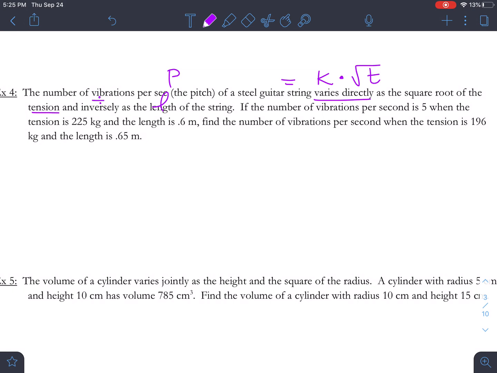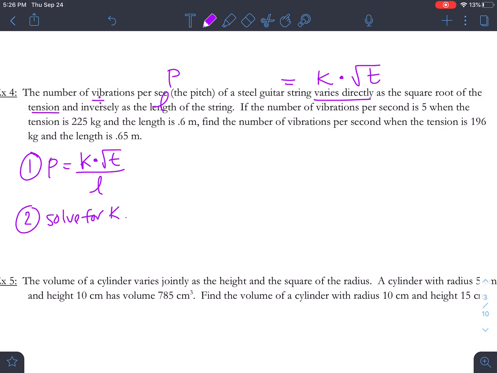Okay, so again, the first thing you want to do, step 1, try to come up with that equation. P equals k times the square root of t divided by L. Or you can just draw uppercase L, capital L. Okay, so let's see what's going on here. Step 2, you guys know this, we're going to solve for k.